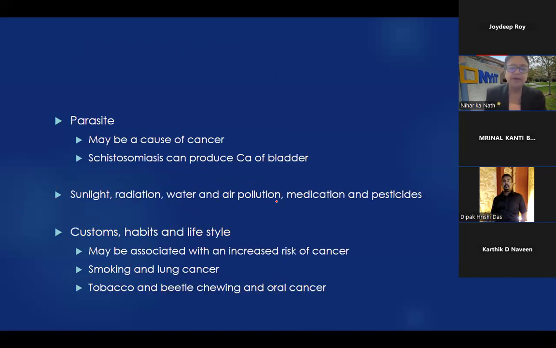So, parasites. This is schistosomiasis. Schistosomiasis is a fluke, like a liver fluke or blood fluke. These are found in ponds. Have you ever gone to a pond and come out and there was a fluke stuck to the bottom of your feet? That's the one. Those are flukes. They can cause bladder cancer.